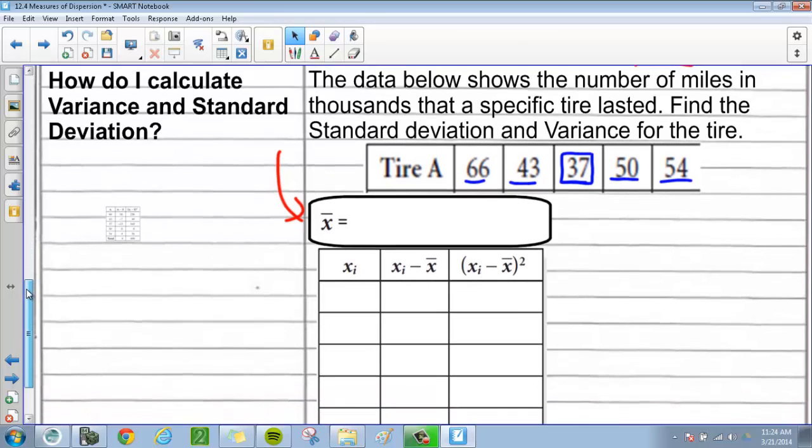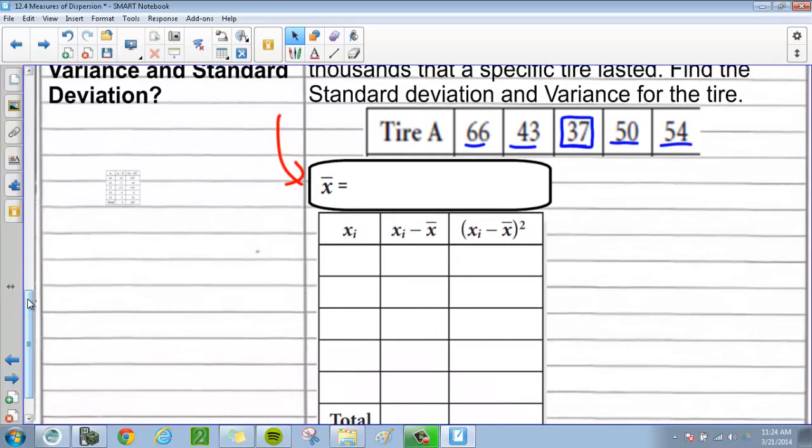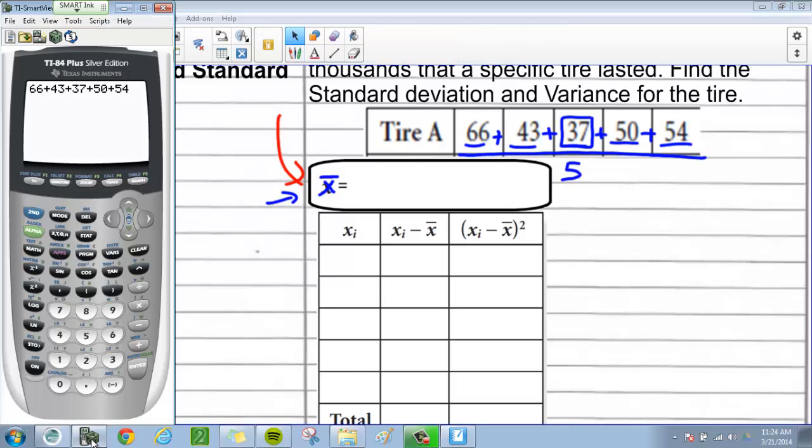Now the first step is to find the mean for this set of data. That's what our x bar is, the mean. To do that, we add this value plus this value plus this value plus this value, and we divide by 5 because there are 5 values. I've got all the values added up in the calculator. Enter, and we'll divide that by 5. Oh, that's nice and neat. It's 50. So our mean for this scenario is 50,000, but we'll just keep it as 50.